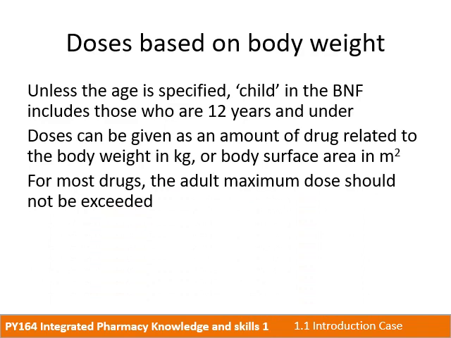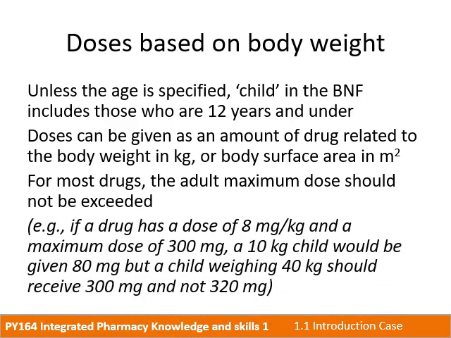Although you might do that, if you've got a very large child, the dose that's calculated from the body weight may be greater than the maximum adult dose, and it would be very unusual to exceed that. So the general rule is not to exceed the adult maximum dose, whatever the weight or size of the child. For example here, if we have a dose of 8 milligrams per kilogram and a maximum adult dose of 300 milligrams, if you had a 10 kilogram child, that would be fine because they would be given 80 milligrams, 8 times the 10 kilograms.